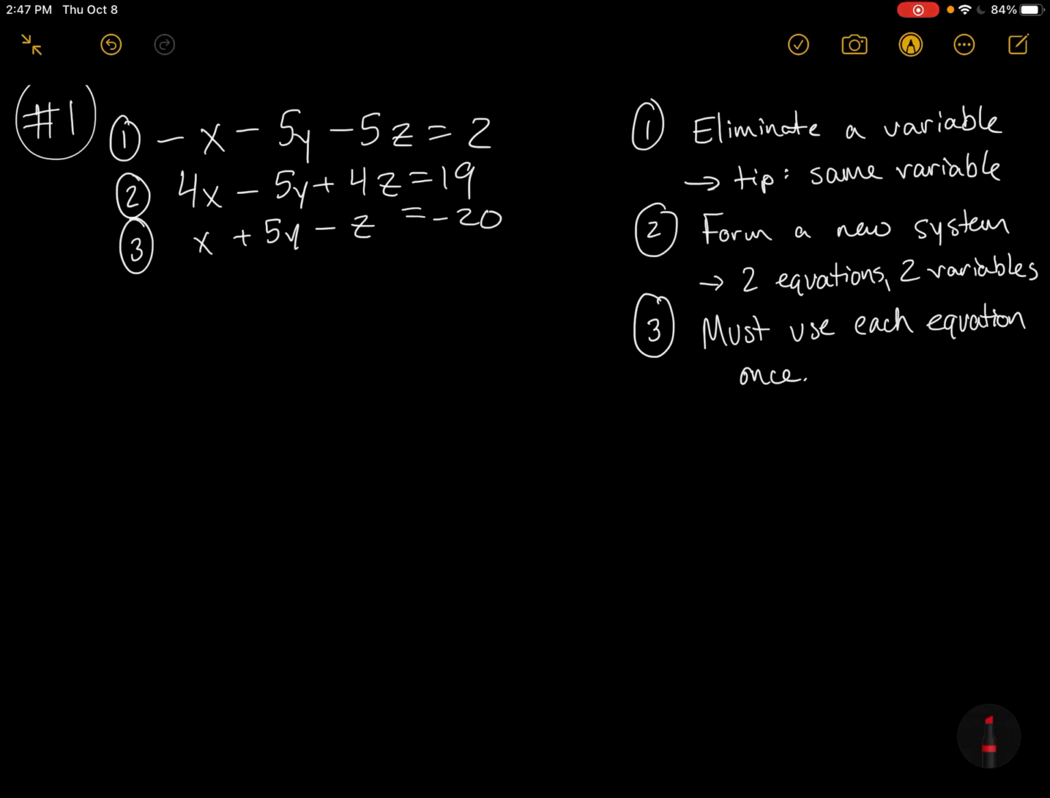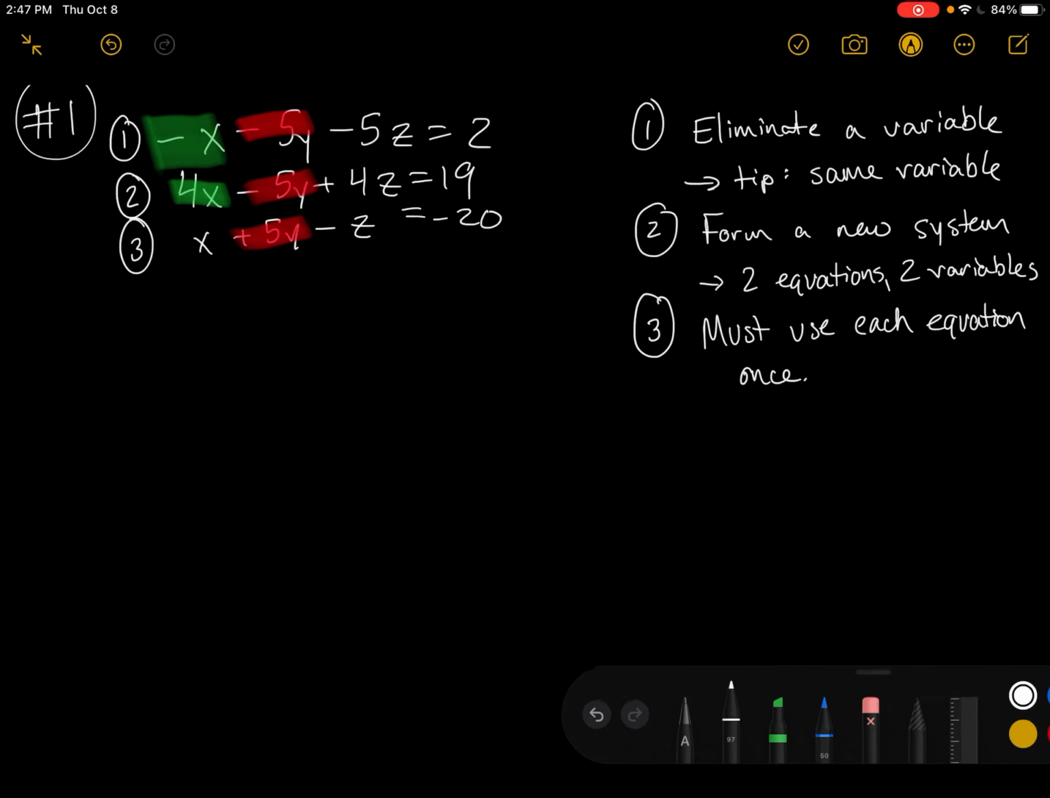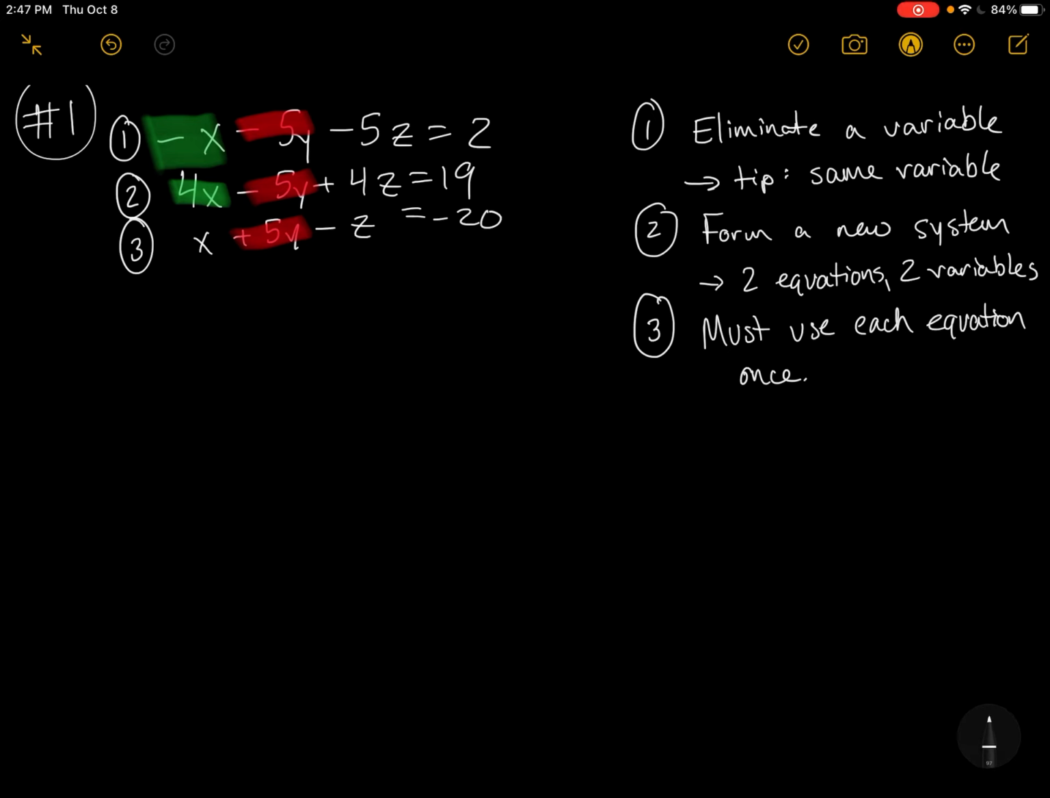Now, I think the best path for us here is the y term. If you look, all three of these y terms are 5, which means we won't have to do any multiplication of the equations to eliminate it. For the x terms, yes, we can definitely eliminate them, but in order to get rid of our 4 term in equation number 2, we would have to multiply the first equation by 4. So a little bit of extra work there. We're going to avoid that extra work, and we're going to eliminate y.